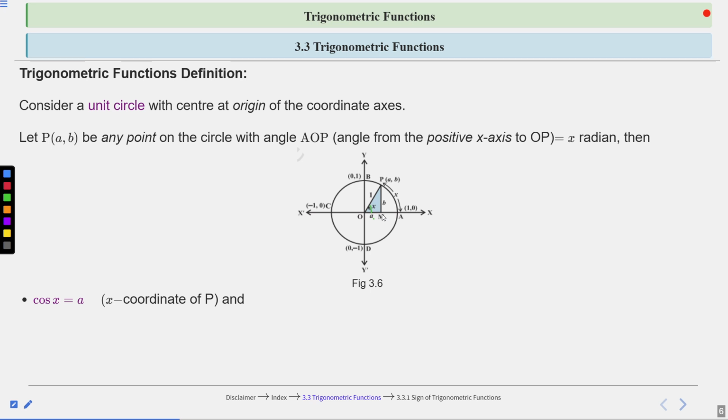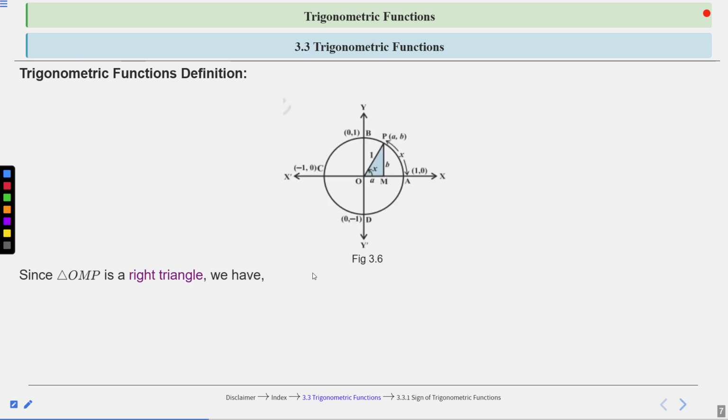And sin x is equal to B, right? Because the coordinate of point P is A, B, so OM will be A and PM will be equal to B. Therefore sin x will be perpendicular upon hypotenuse, and perpendicular PM is B and hypotenuse is 1, right? So sin x is equal to B, which is the y coordinate of P, right?